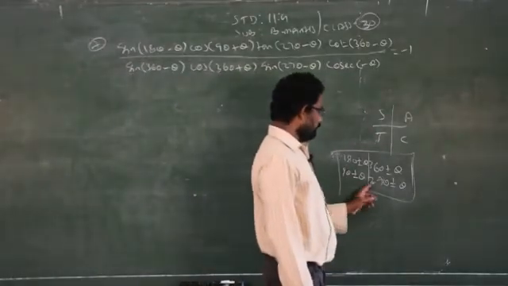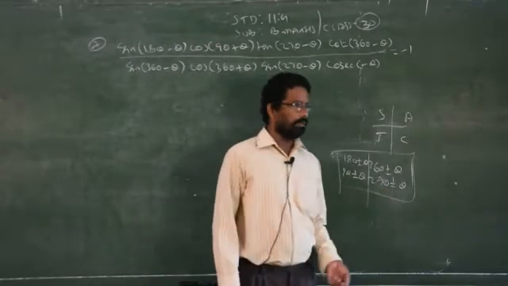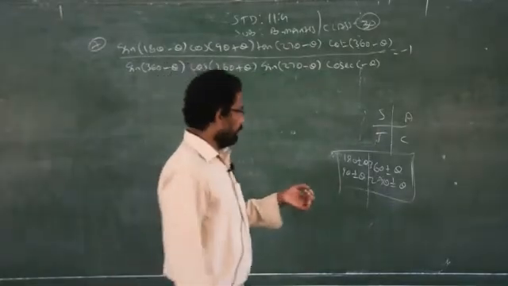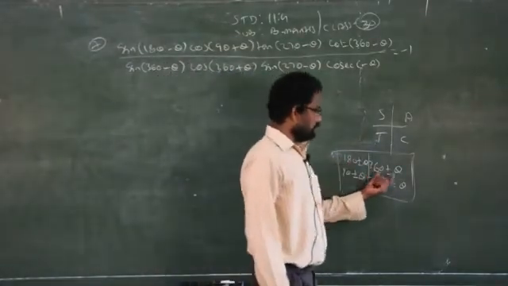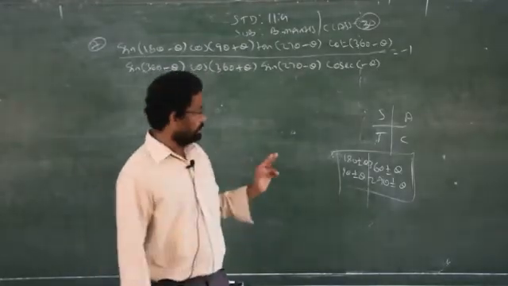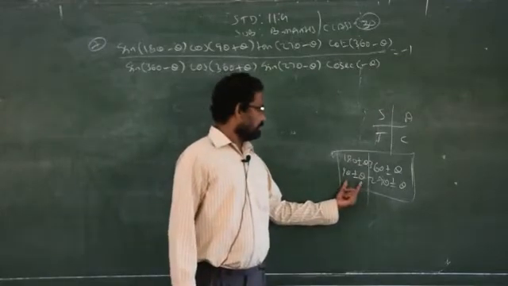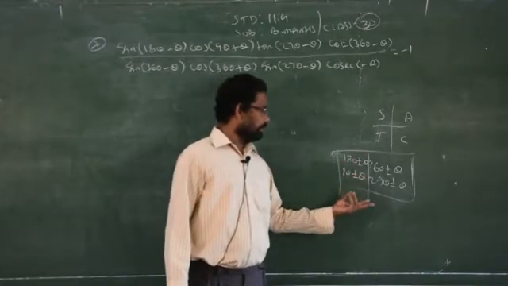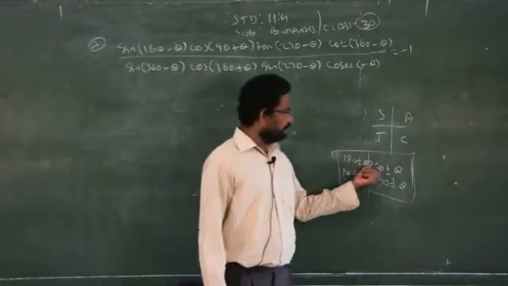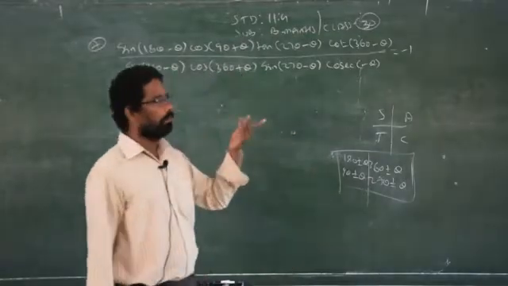For 90 and 270, if you go for 90 plus or minus or 270 plus or minus, there will be changes in the ratio as well as the sign. Whereas in the case of 180 plus or minus, 360 plus or minus, there are changes only in the sign, no changes in the ratio. So for 90 and 270, there will be two changes, ratio as well as sign. Whereas for 180 and 360, changes only in sign, not in ratio. That way you keep it in your mind, that will be very easy.